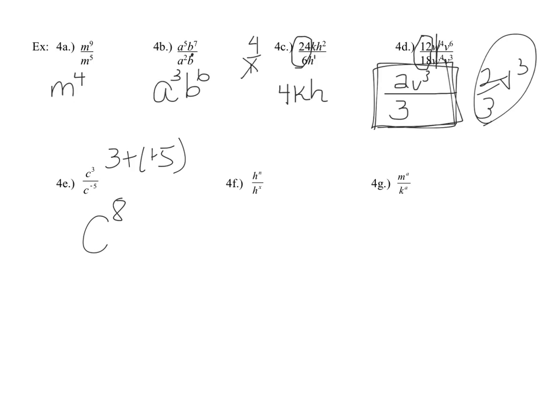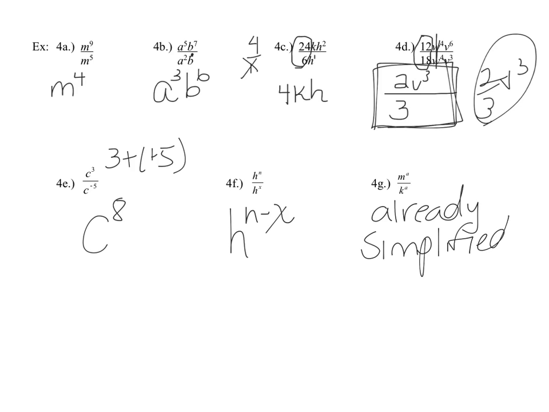Now letter F, we just take a look at it again. Think about the rule. The rule is subtract the exponents. So I'm just doing n minus x. So I'm going to rewrite this as h to the n minus x. Now letter G. Remember, the rule is you can subtract the exponents if you have the same base. The bases of these are m and k. This one, we can't subtract those exponents because they don't have the same base. So we're going to say that this one is already simplified. Now, you could rewrite it as m over k in parentheses to the a power because they have the same exponent, which kind of leans into what we're going to talk about next.